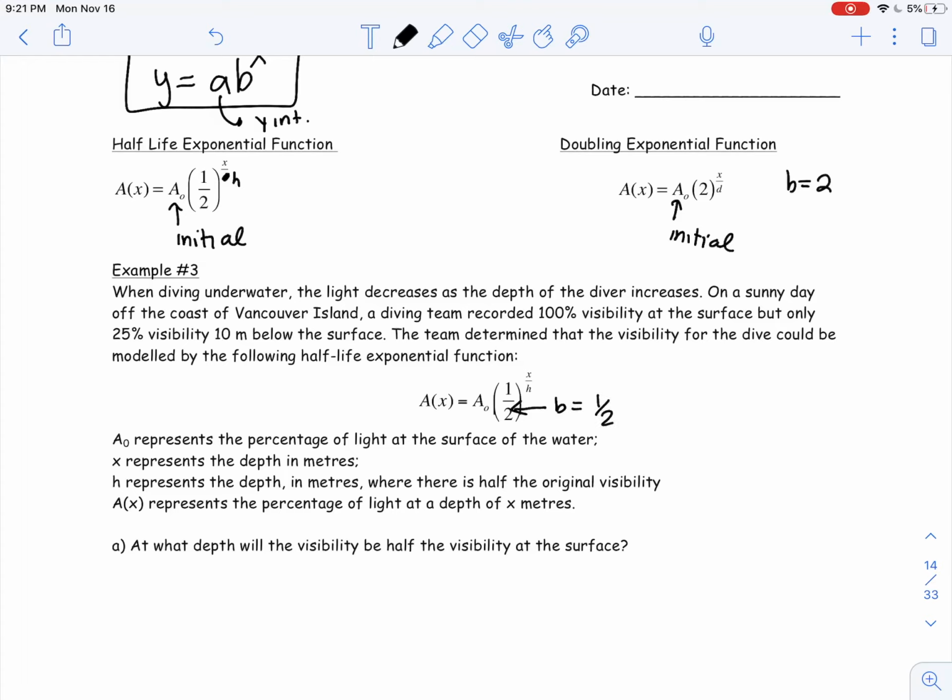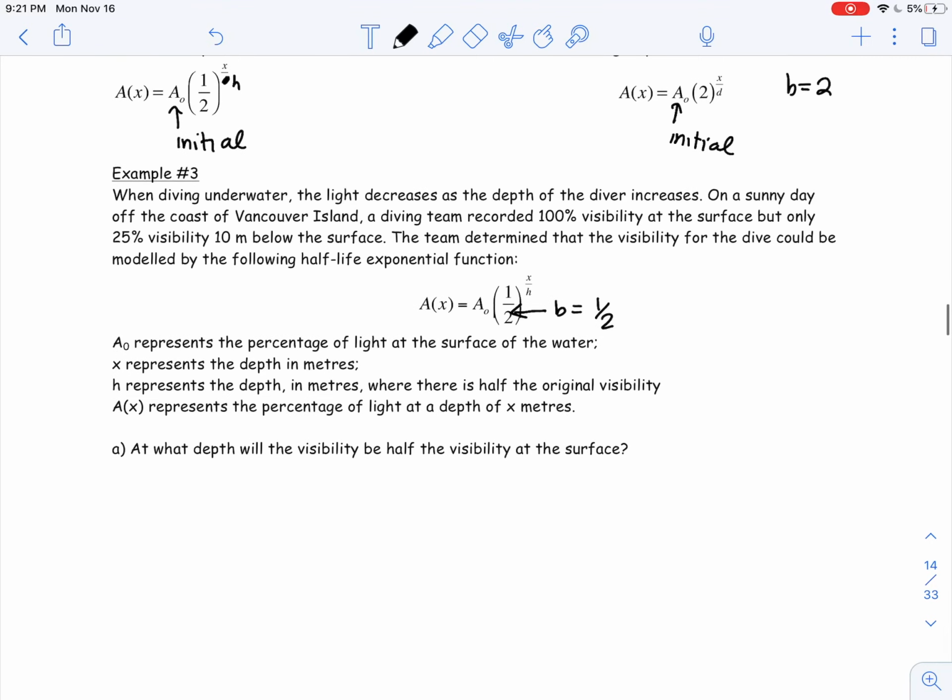So they're giving us half-life. That's why our B value has been replaced with 1/2. Okay, so that's our starting amount. What we need to do is fill in all the remaining variables so that we only solve for one item. For A, at what depth will the visibility be half the visibility at the surface? What we don't know is our H. We're missing H, the depth that you're going to be at half visibility, because that's what H stands for. H represents the depth in meters where there is half the original visibility.